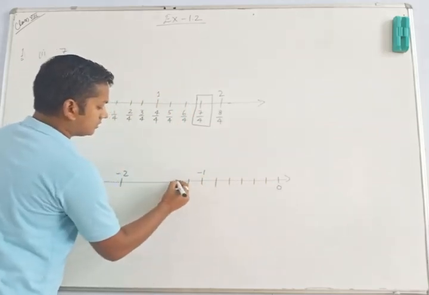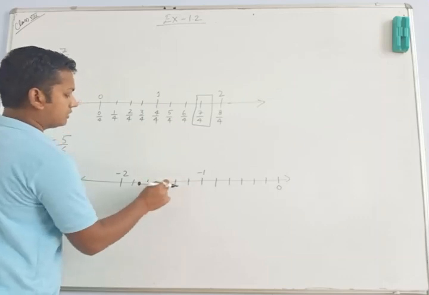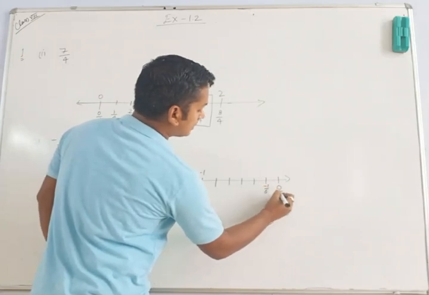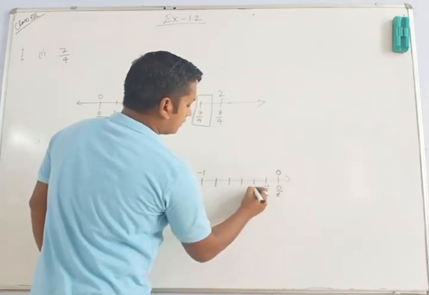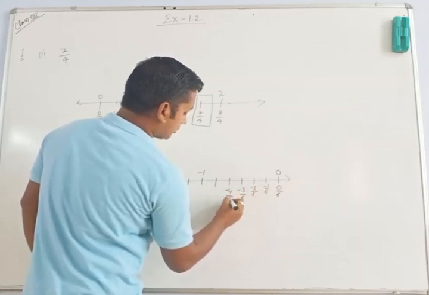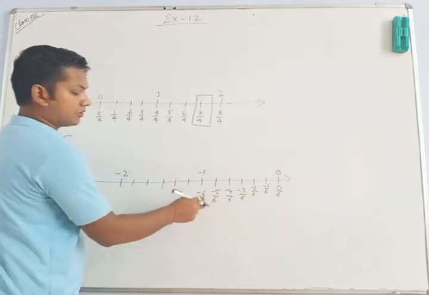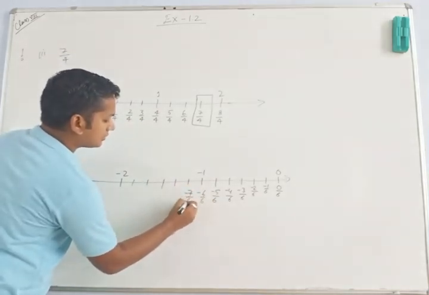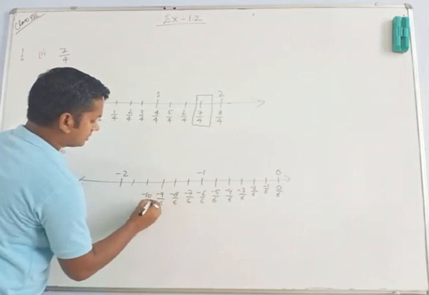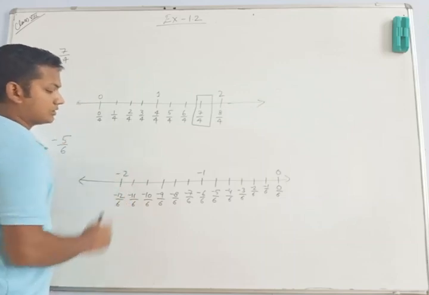Similarly, 1, 2, 3, 4 and 5. So 1, 2, 3, 4, 5, 6. Now what will it become? Minus 1 upon 6. This one we can say 0 upon 6. Now minus 2 upon 6, minus 3 upon 6, minus 4 upon 6, minus 5 upon 6, minus 6 upon 6. 6 upon 6 will give you minus 1, minus 7 upon 6, minus 8 upon 6, minus 9 upon 6, minus 10 upon 6, minus 11 upon 6, minus 12 upon 6. 12 upon 6, that is 2.